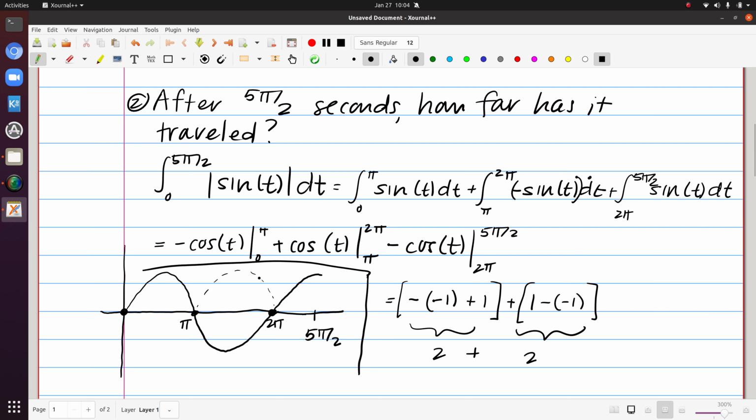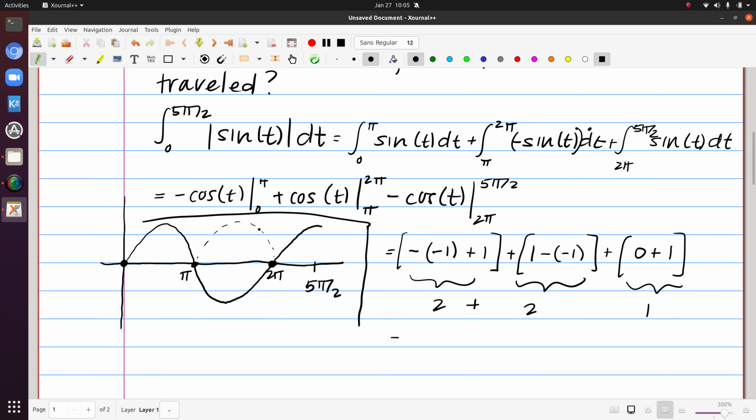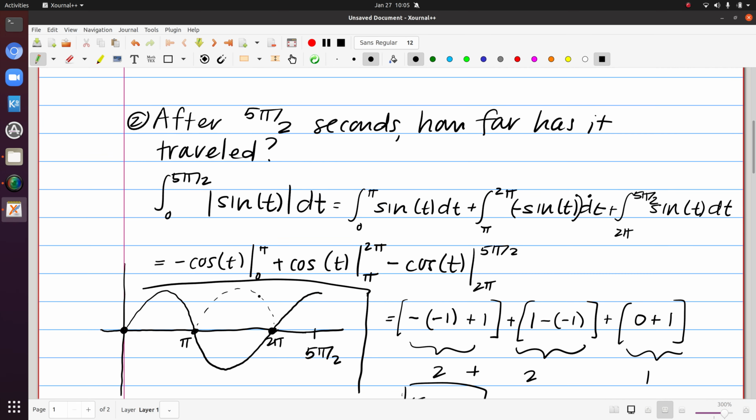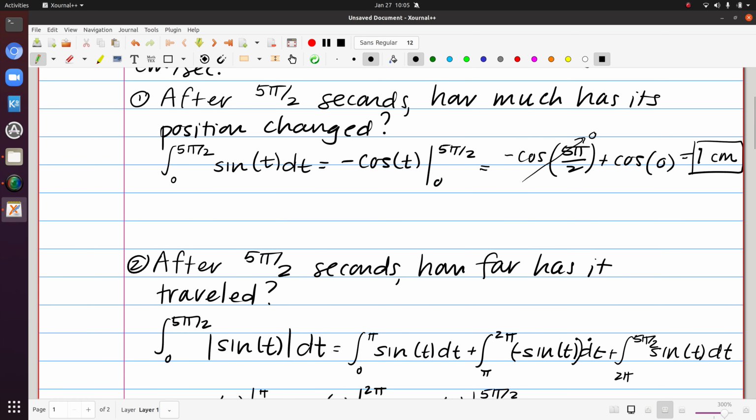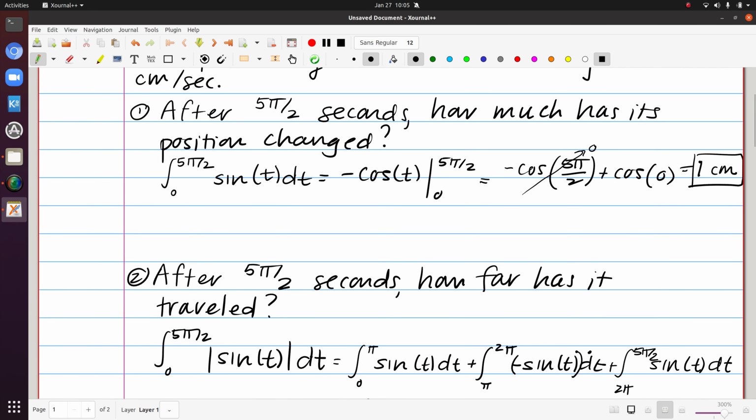And in this last part, we get negative cosine of 5 pi over 2, which is 0, minus a negative, so plus the cosine of 2 pi, which is 1. So the total distance is here 5, and again, I still have the same units of centimeters. So we can see how to compare that to our displacement from the first part of the example.